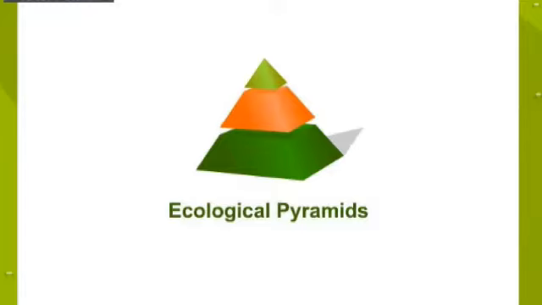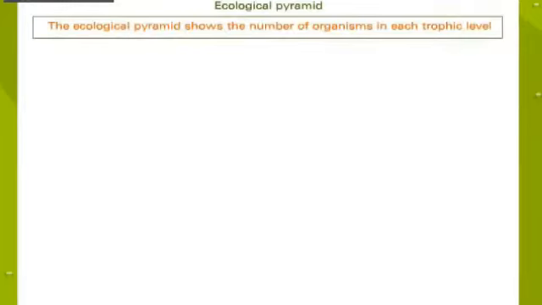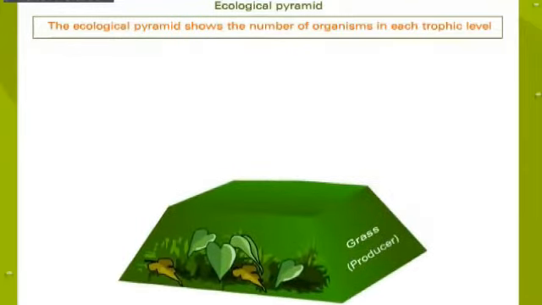First to know, an ecological pyramid shows the relationship between the consumer and the producer. It also shows the relative amount of energy or matter.